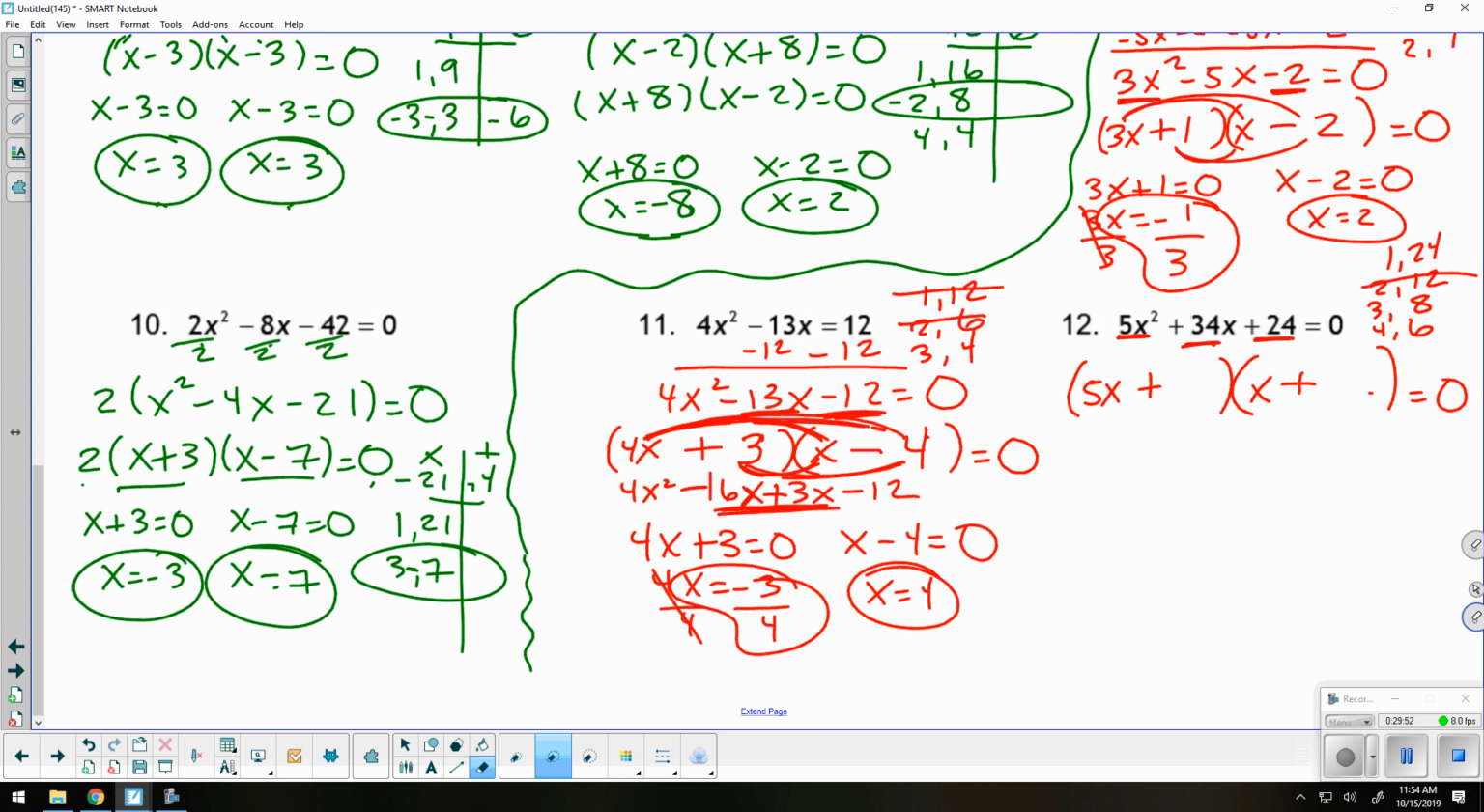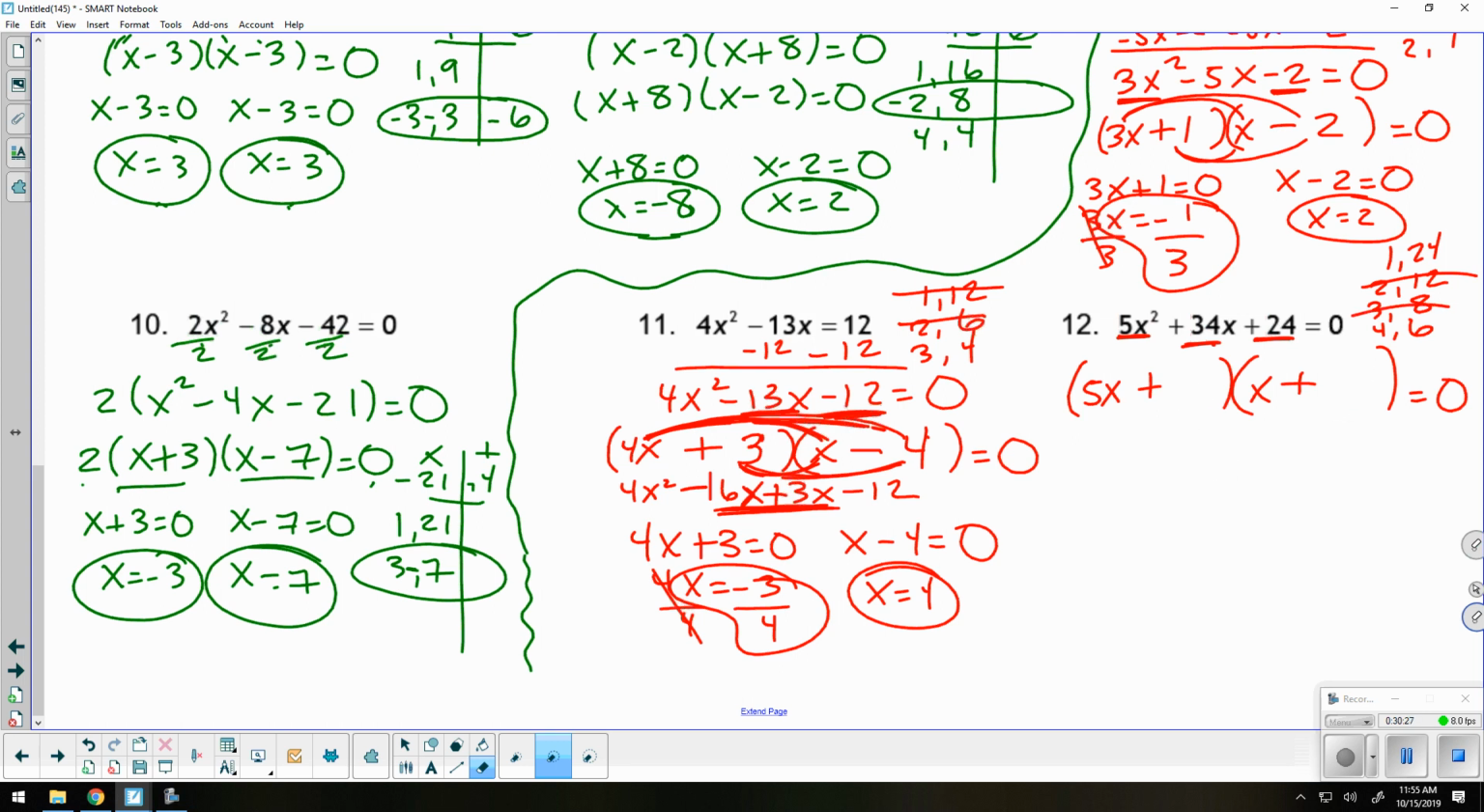Maybe you want to try 3 times 8. So let's put 3 here, let's put 8 here. So that'd be 5x squared, 5x and 8, that'd be 40x. 3 and x is 3x, so that'd be 43x. Okay, again, we want 34. So far that didn't work. Again, if you want to switch them, 8 here, 3 here. So this would be 5x squared, 15x, and 8x. So 15x and 8x, that's 23. We want 34. Okay, so it obviously can't be 8 and 3.